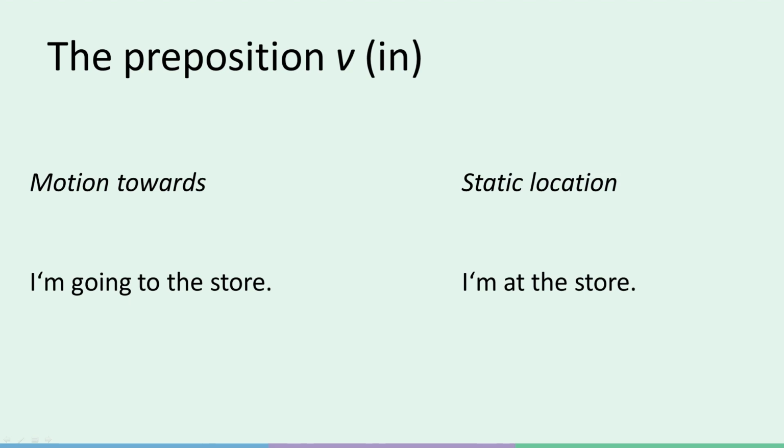In Slovene, both to and at here are translated with u. However, the context demands a different case each time. The numbers 4 and 5 stand for the 4th and 5th cases, or the accusative and locative. Movement towards demands the accusative, and static location the locative. Notice that's where the locative gets its name from.